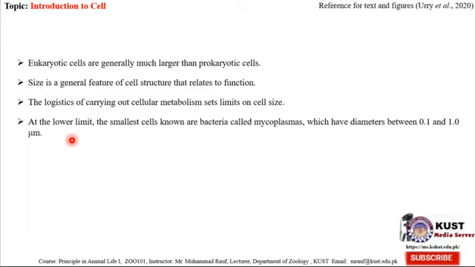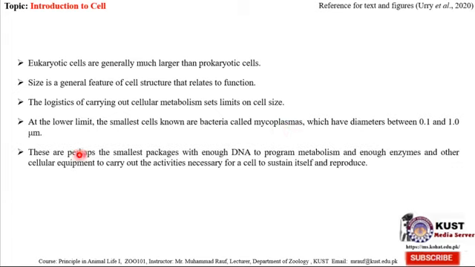Now, at the lower limit, we have mycoplasmas. Mycoplasmas are the smallest cells known, and of course these are bacteria, and their diameter is from 0.1 to 1 micrometer. So remember, these are the smallest cells known. These are perhaps the smallest packages with enough DNA to program metabolism and enough enzymes and other cellular equipment to carry out the activities necessary for a cell to sustain itself and reproduce.